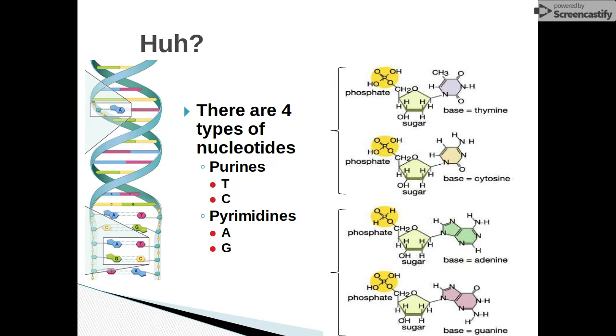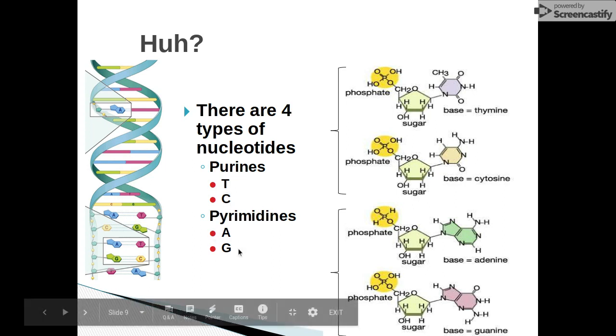Okay. So there are 2 types, two categorizations, of nucleotides. You don't need to know these, but I will point them out because we'll talk about why pairing works out the way that it does. We've got our purines, thymine, and cytosine, and our pyrimidines, adenine and guanine.